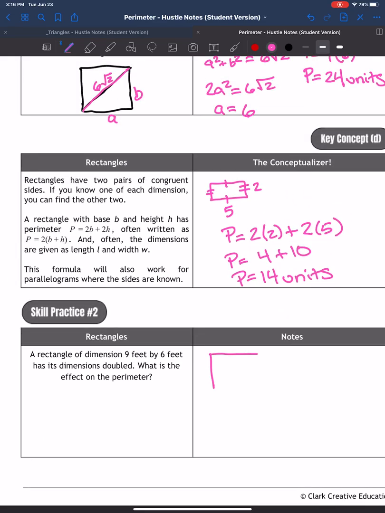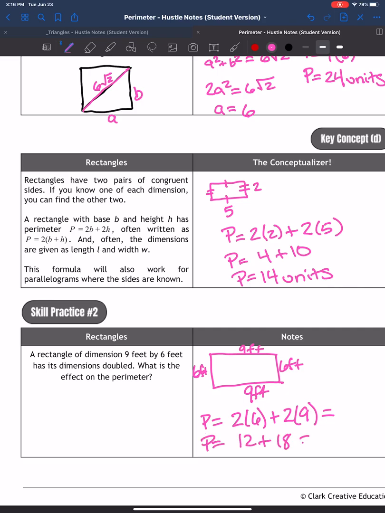Take a rectangle with a dimension of 9 feet by 6 feet. So think about this. We're drawing our rectangle. We have 9 feet here by 6 feet here. That means this will be 9 feet and this will be 6 feet because they are congruent. Your perimeter equals 2 times 6 plus 2 times 9, which equals P equals 12 plus 18. P equals 30 feet.